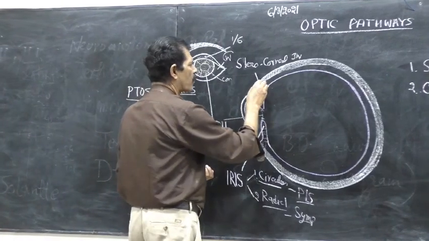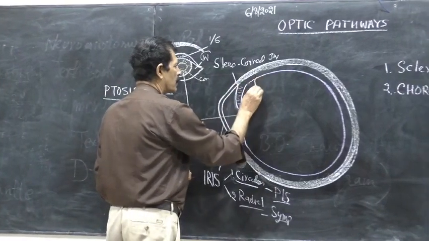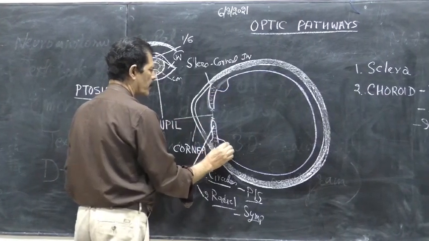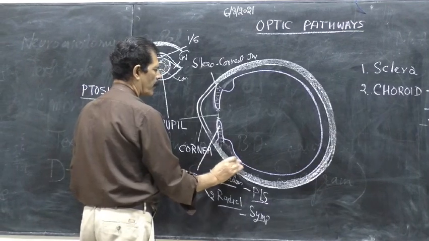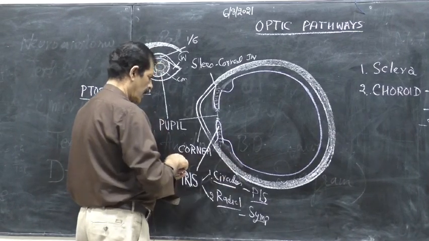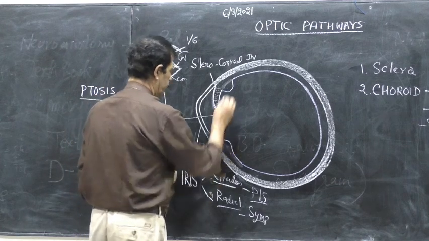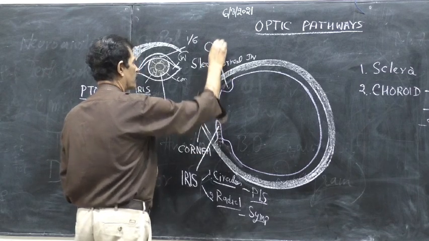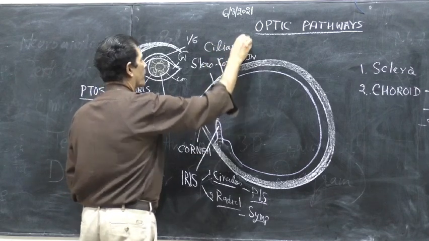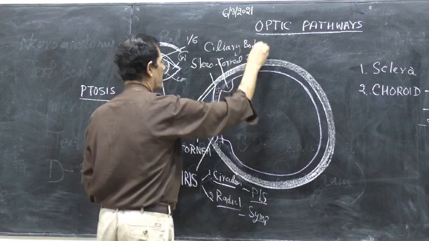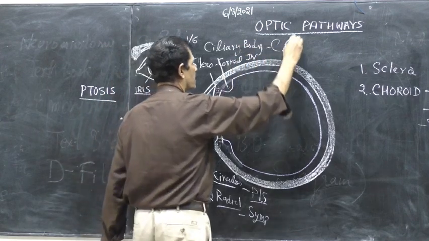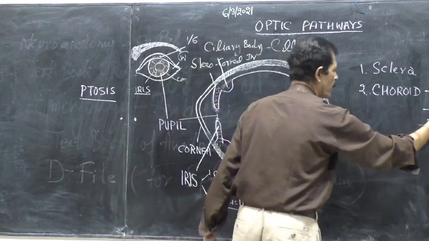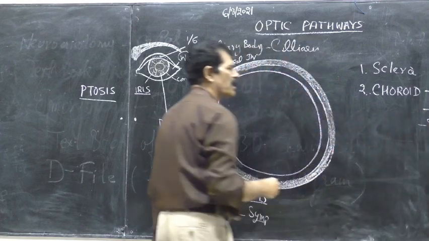Then near the sclerocorneal junction, the choroid has a circumferential thickening, and this thickening is called the ciliary body, and it contains the ciliaris muscle, smooth muscle again. That's why I have written that the choroid is a muscular layer also, it contains muscles.